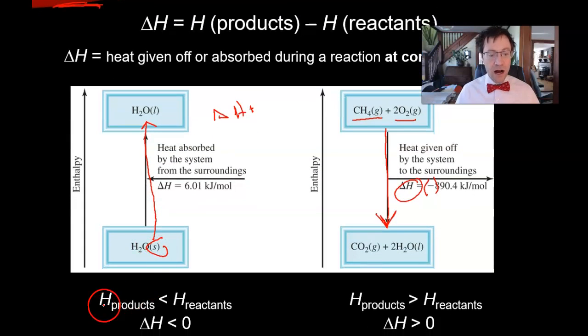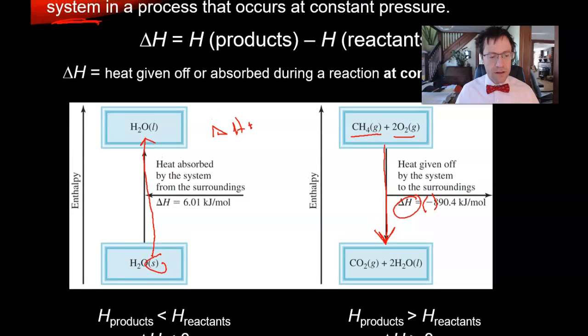Bam, there it is. Here the products are less than reactants. Here the products are more than reactants. So yeah, you guys got that stuff. That's not even hard for you. I'm not scared for that stuff.